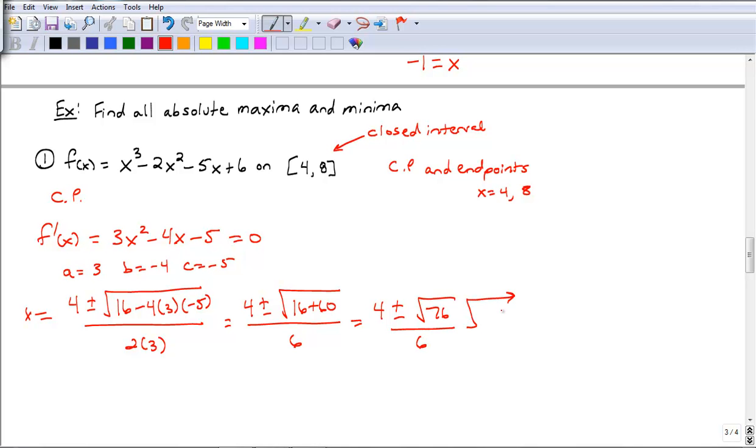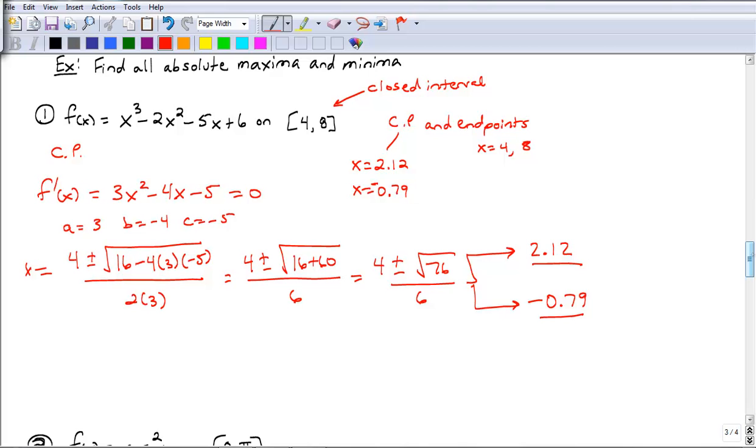There are two answers there. I'm going to write them as decimals. So I got 4 plus the square root of 76 over 6. That's 2.12. 4 minus the square root of 76 over 6 is negative 0.79. Those are my critical points, 2.12 and negative 0.79.